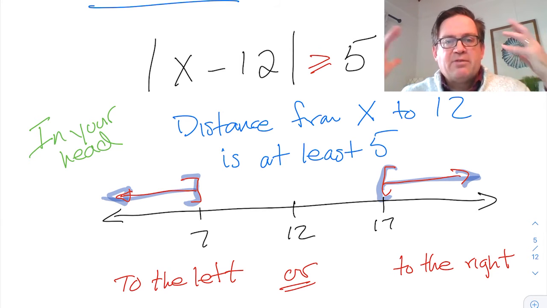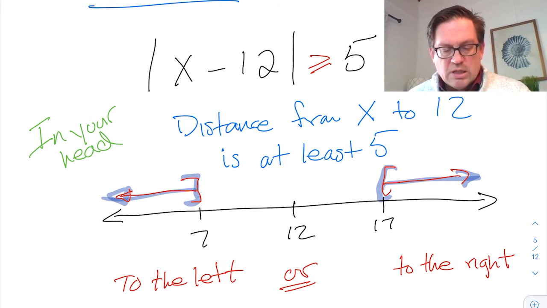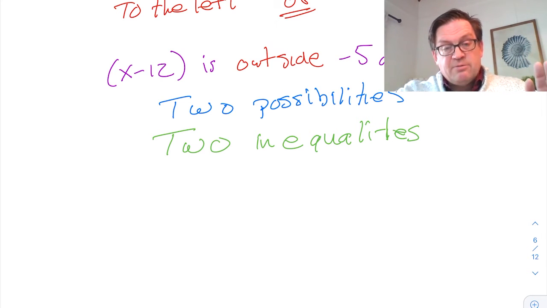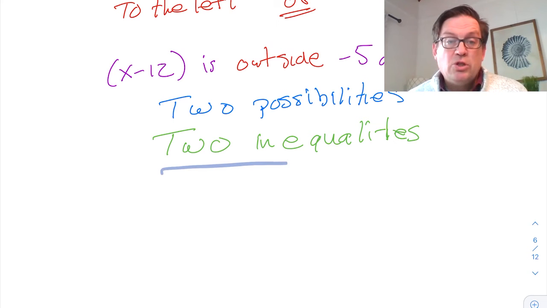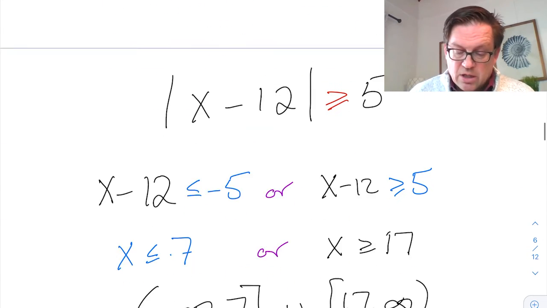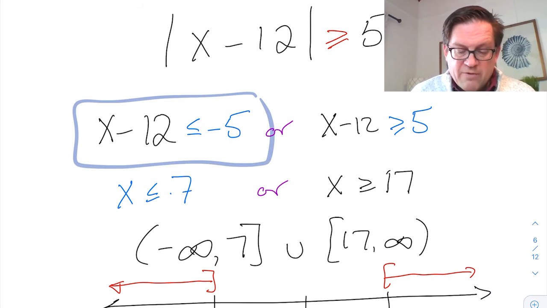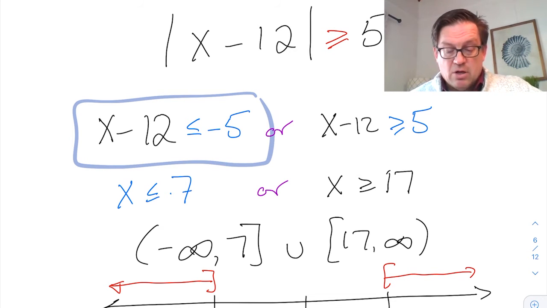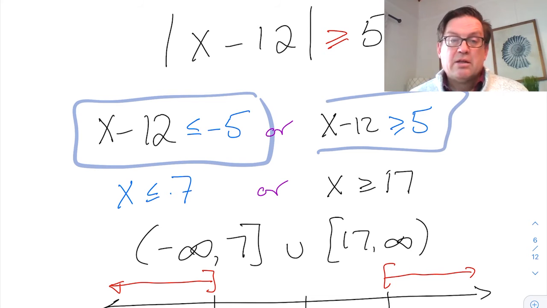That should just be in your head, how you're visualizing absolute value problems. You don't have to write all that out, but it does help to think about it that way. When you've got an absolute value that's a greater than, there are two possibilities: it's farther to the right, or it's farther to the left. So if there are two possibilities, you're going to have two inequalities: whatever was inside, x minus 12, is farther to the left than -5, or it's farther to the right than 5.